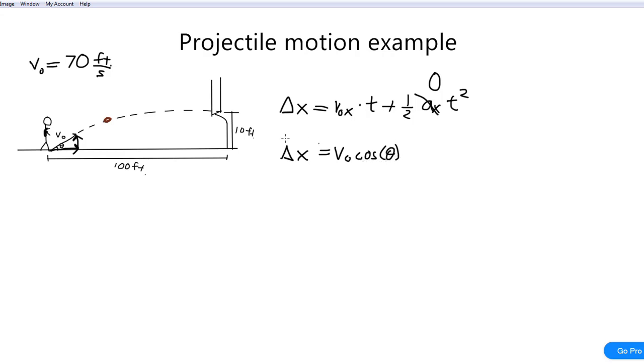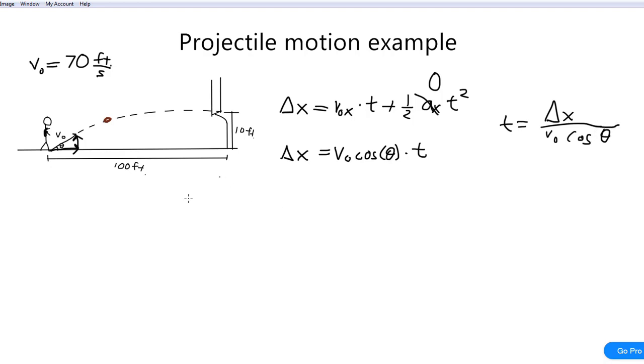Like I said in the first video with components, you can write it as the hypotenuse times cosine, and that equals your adjacent. That's just the fastest way, and I'm probably going to do that from now on. That's times time. Solving for time, we get t equals delta x over v naught cosine theta.